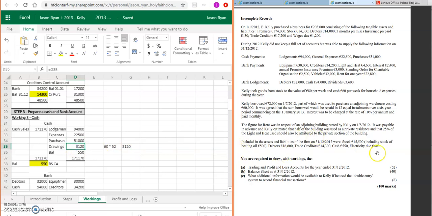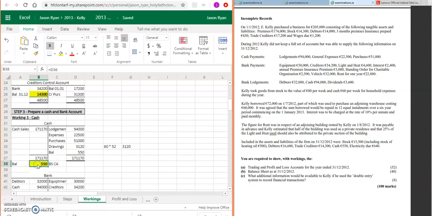And then have a look at the end of the question to see if you have any cash left over. Only 550. So 550 just goes straight in. So you're going to add all these up. And we add them up, we get 171,170. We don't have anything on the cash side, so our cash sales is going to be 171,170.